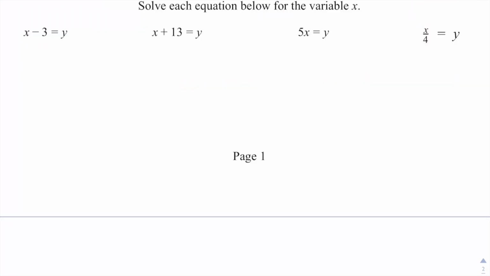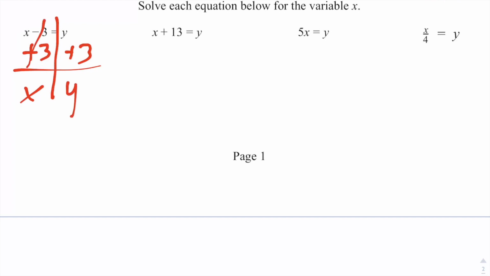So in all these equations, we're going to solve for x. So here's our first one. We have x minus 3 equals y. So again, I want to think of this as a balancing point. To get this x by itself, I got to add 3 to this side. So therefore, I have to add 3 to this side. When I add 3 to both sides, I get x over here by itself because these 3's cancel. And I get y plus 3 on this side. So then x would equal y plus 3.